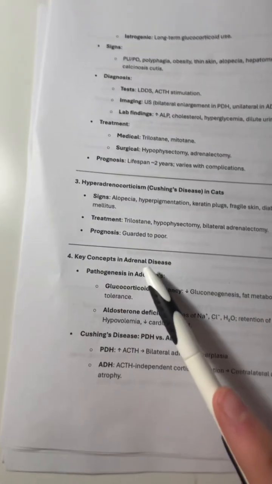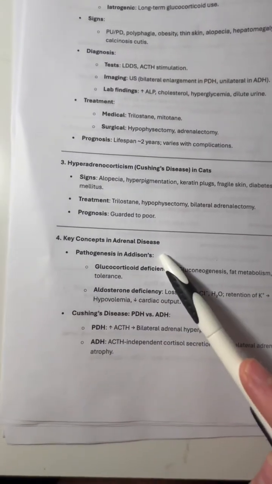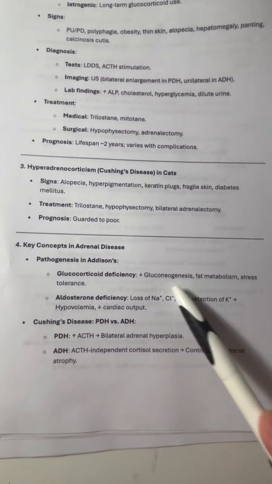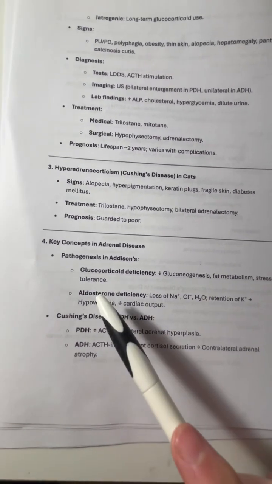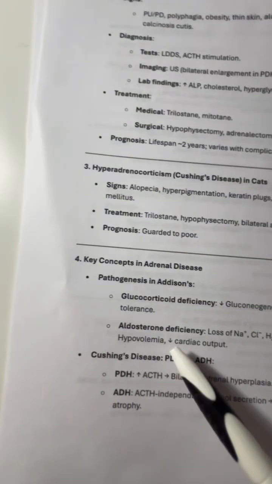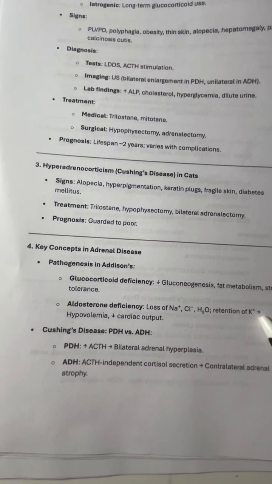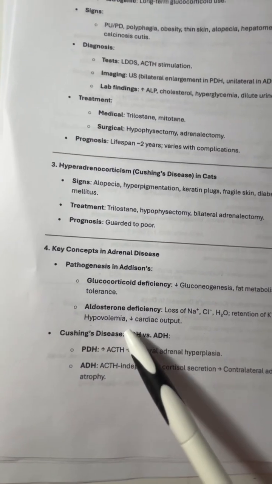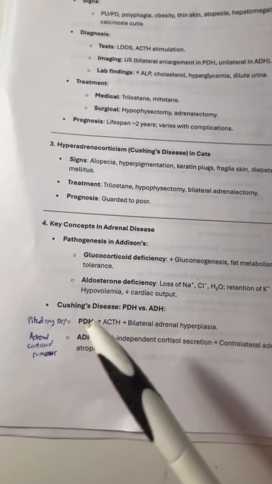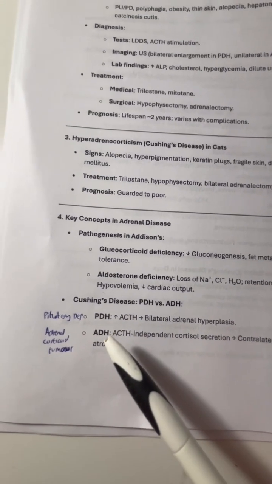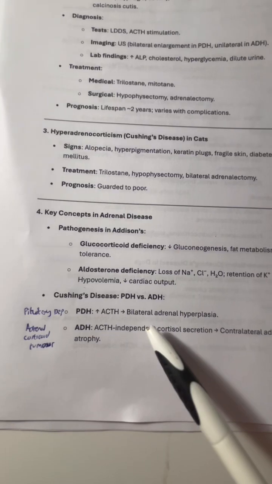To review the key concepts, for the pathogenesis of Addison's, glucocorticoid deficiency means there's a decrease in gluconeogenesis, which causes decreased fat metabolism and stress tolerance. And an aldosterone deficiency causes a loss of sodium, chloride, and water, and retention of potassium, which causes hypovolemia and decreased cardiac output.